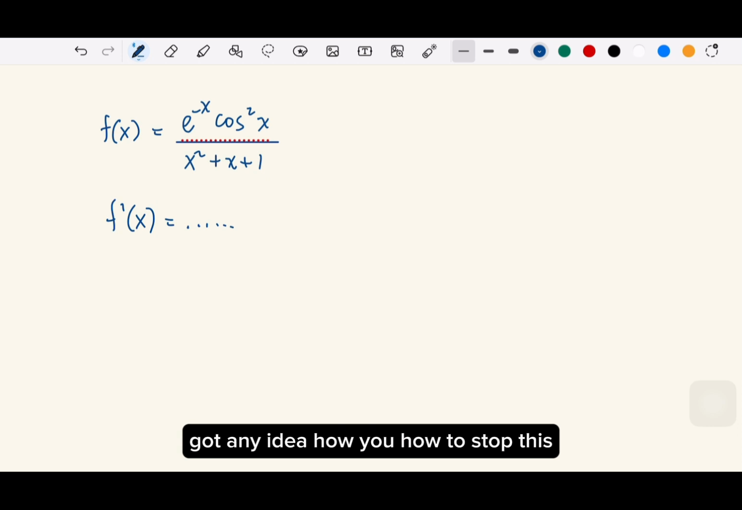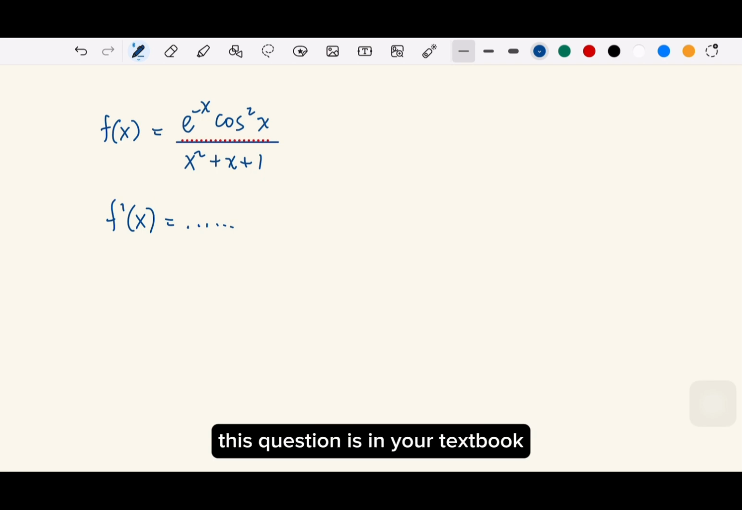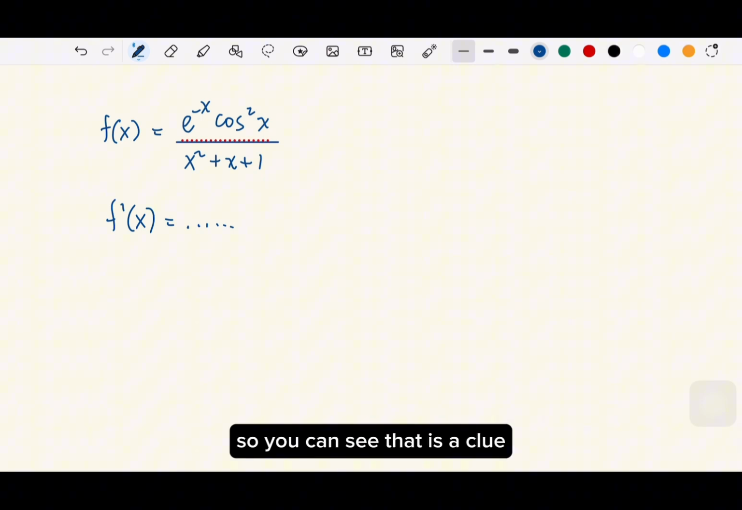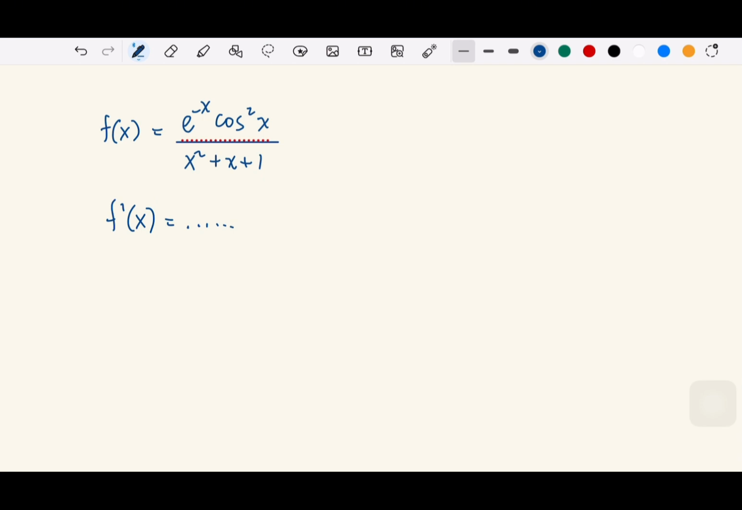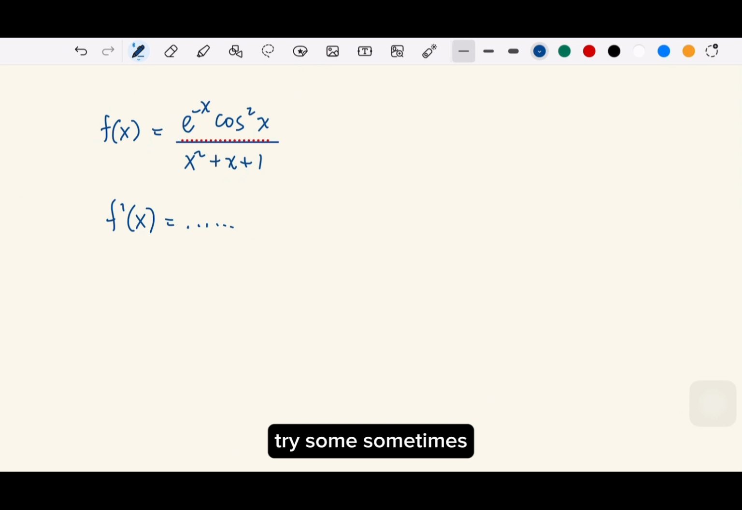Okay, any idea how to solve this? This question is in your textbook in the section on logarithmic derivatives. So you could see that is a clue. It's on logarithmic derivatives. So that's how you rearrange the structure. Maybe try for a while. Okay, try maybe 2 minutes.